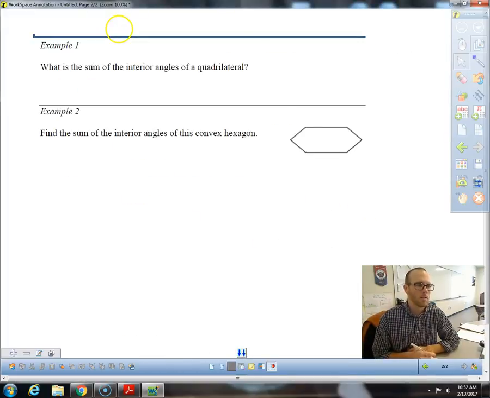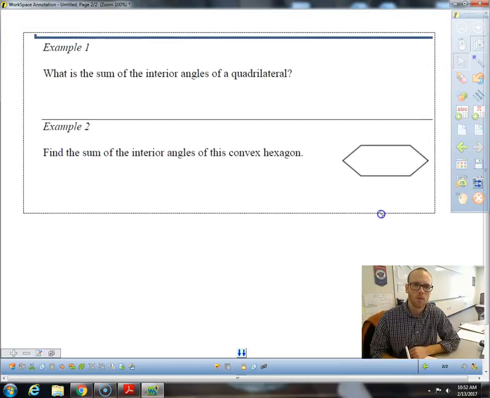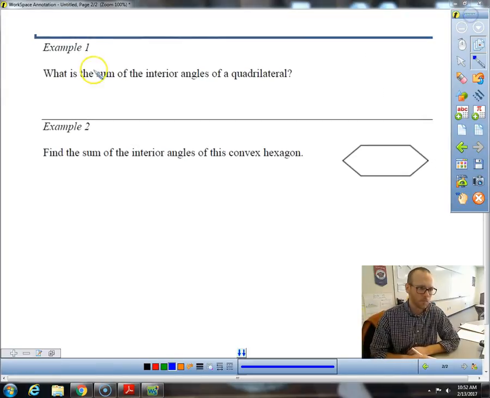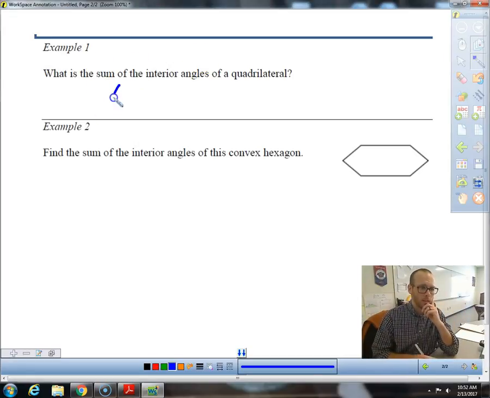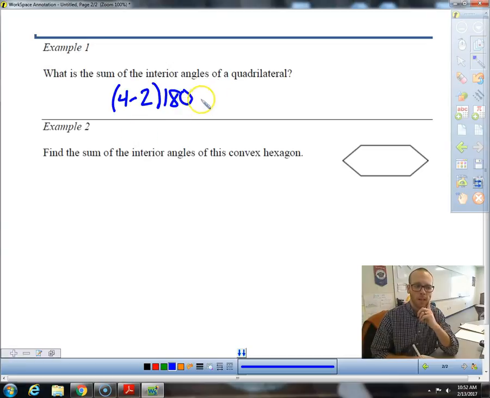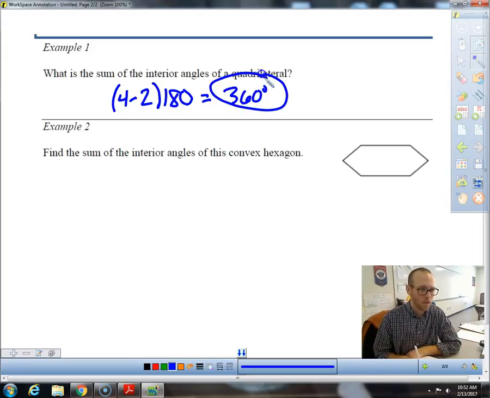Example 1, what is the sum of the interior angles of a quadrilateral? Well, quadrilateral, how many sides is that? We need to know our names for our different types of polygons. Quadrilateral would of course be 4. So we're going to take 4 minus 2 times 180. In other words, that's 2 times 180, or 360 degrees.